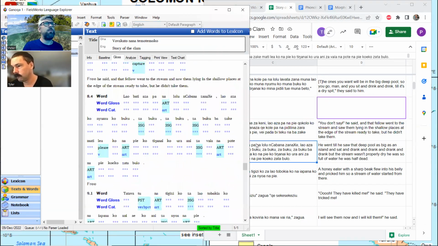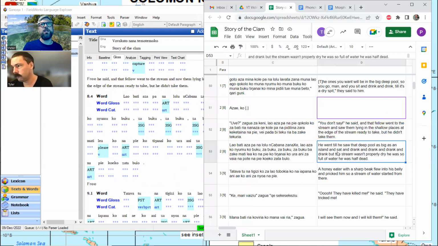All right, now we've got Lao Bati. He went till he saw that deep pool as big as an island and sat and drank and drank and drank, but the stream wasn't properly dry. He was so full of water he was half dead.